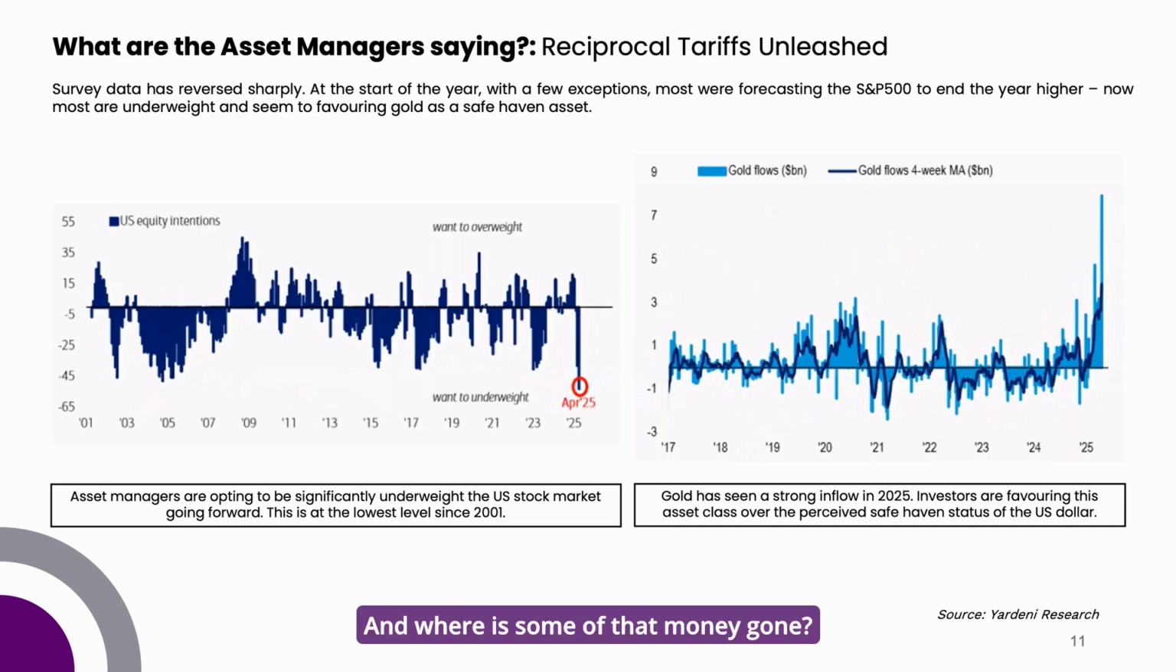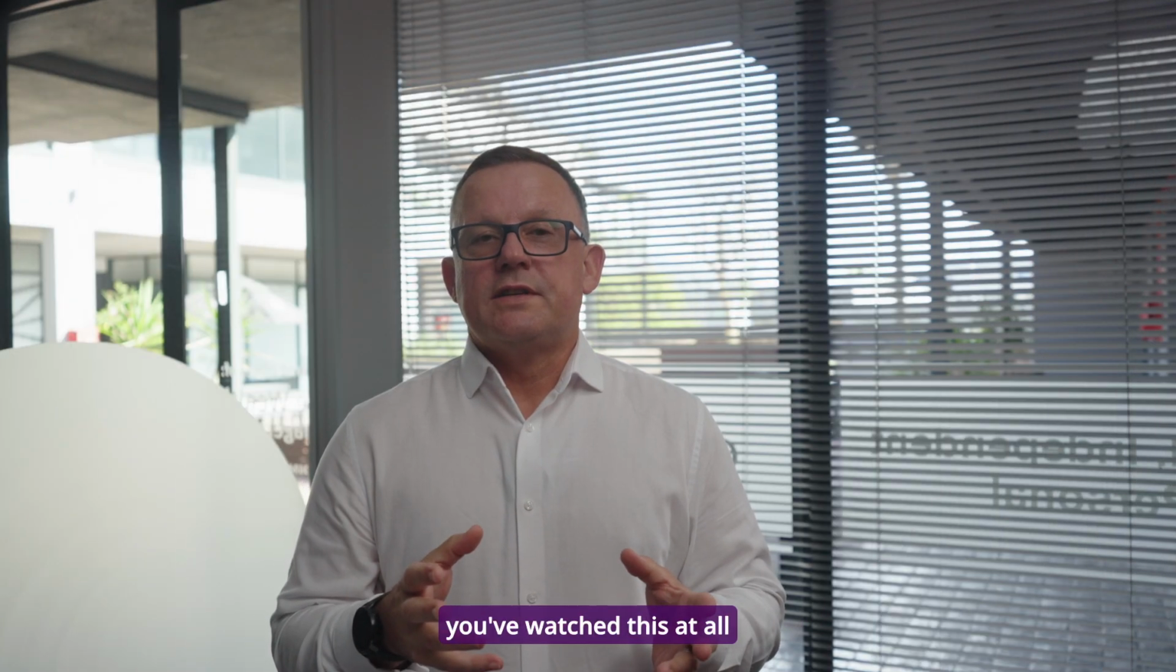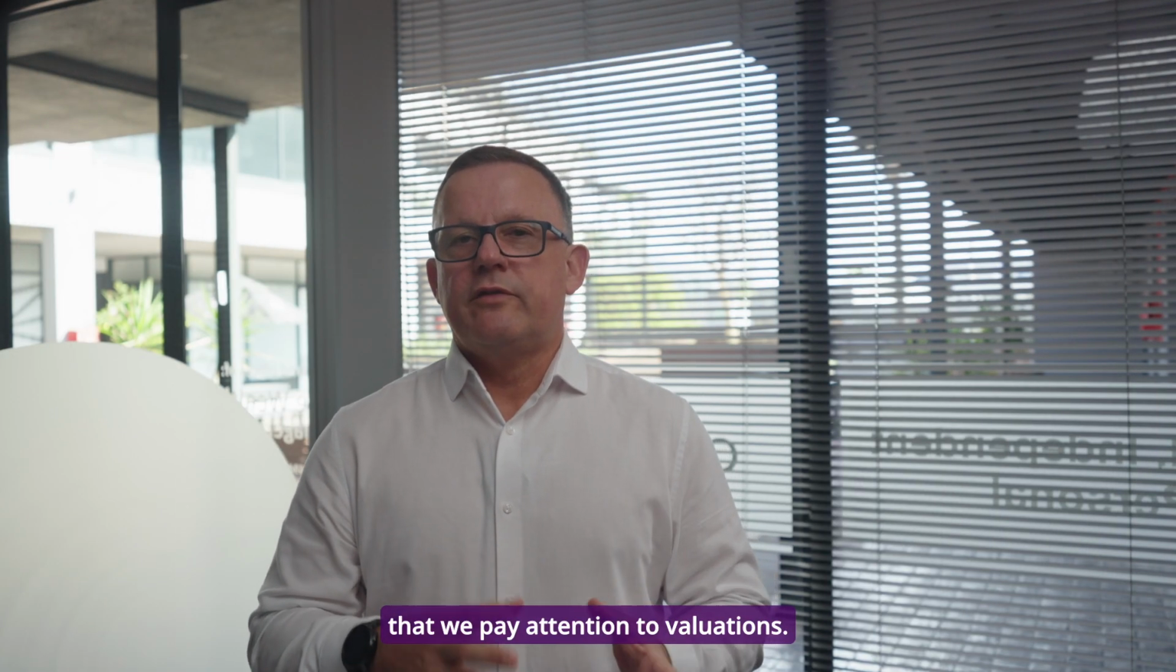And where is some of that money gone? On the right hand side, it just shows you what has been happening in terms of flows into the gold market. Gold is often a place where investors will flee to for safety. And when there's uncertainty, we've seen that happening of late, and that's why the gold price has also been going up quite a lot.